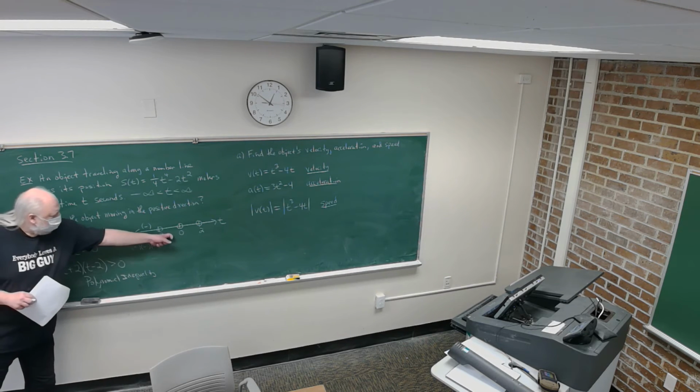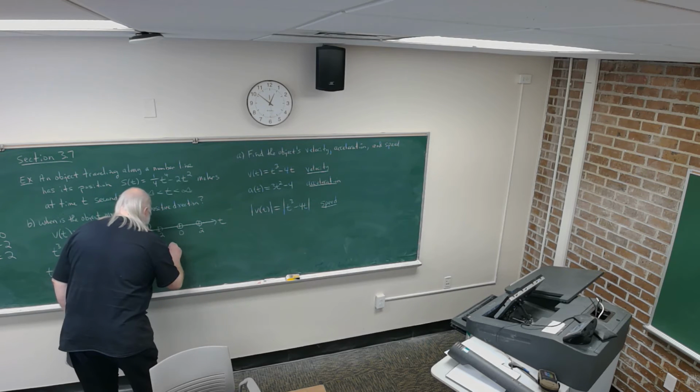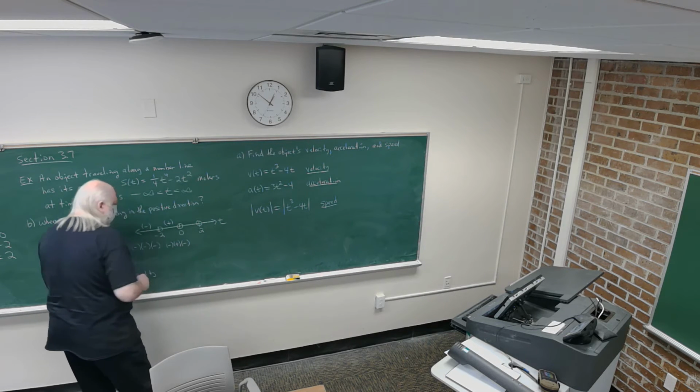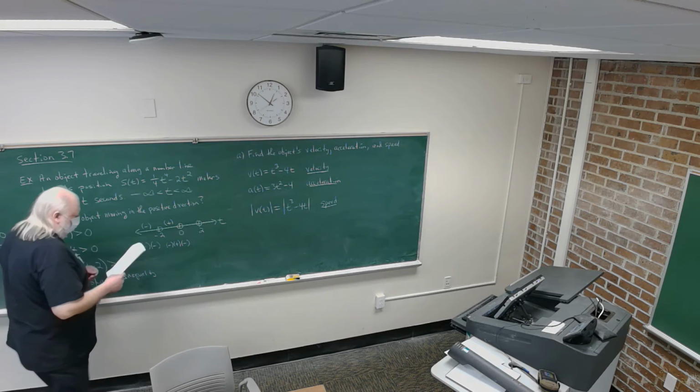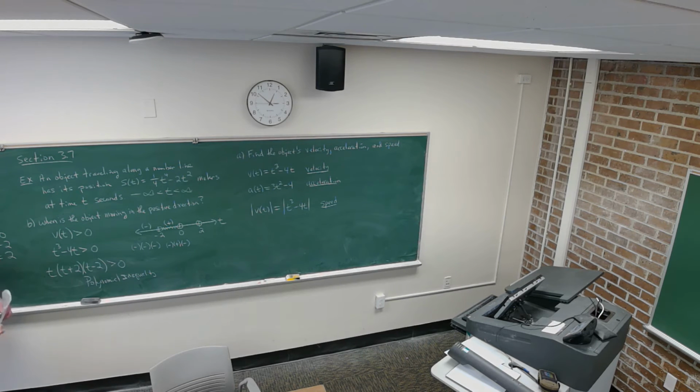And then if I do the sign method in the second interval, -1: -1 is negative, -1 plus 2 is positive, and -1 minus 2 is negative. So I have negative times positive times negative, which is positive. So all the numbers greater than -2 and less than 0 satisfy this inequality. And so for t greater than -2 and less than 0, the velocity is positive, and the object is moving to the right. When is the object moving in the positive direction? To the right. Okay?